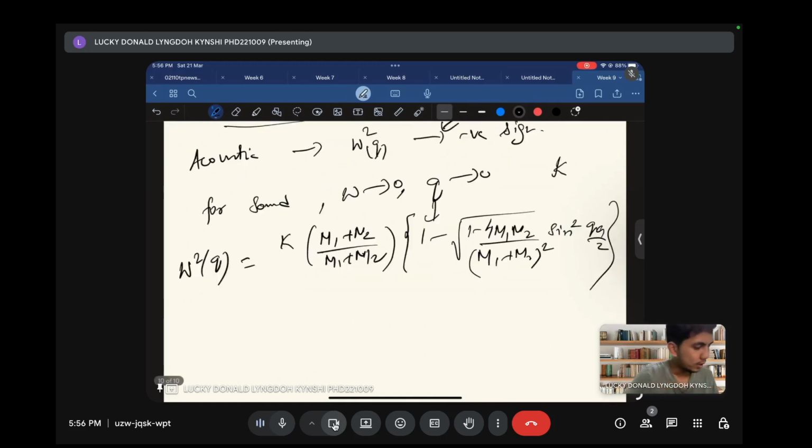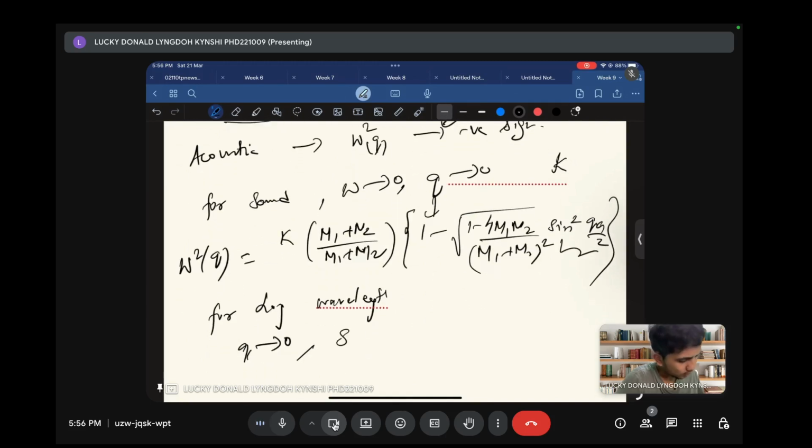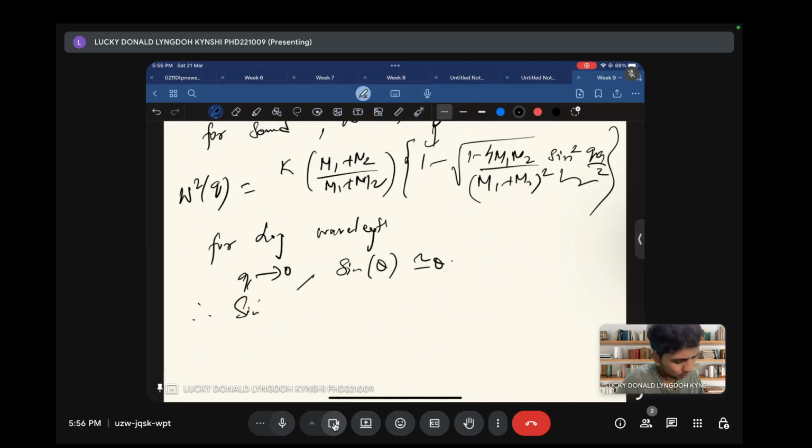Okay, so now for long wavelength, what happens? q, as I told you, tends to 0. If q is very, very small, then sine of theta is almost equal to theta. Therefore the first term, sine square qa by 2, would be equal to q square a square by 4, right?